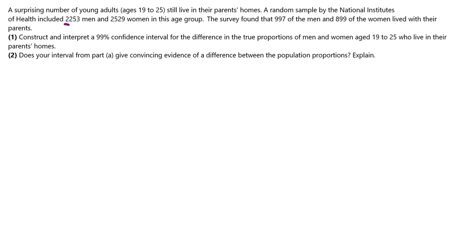Today we're going to talk about something called a two-proportion Z interval. If we take a look at this problem, it's about young adults that still live in their parents' homes. A survey was done in which 2,253 men were interviewed, and of them, 997 of the men said they still live in their parents' house. In addition, 2,529 women were also interviewed, and 899 of them said they still live with their parents.